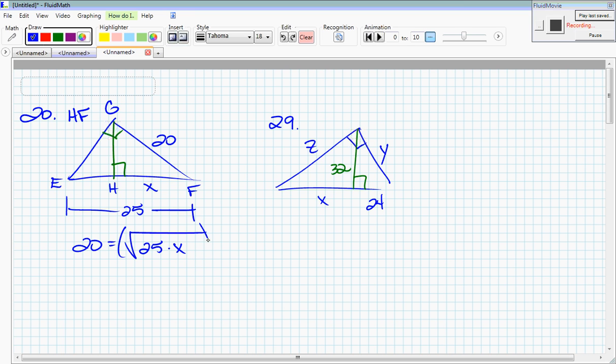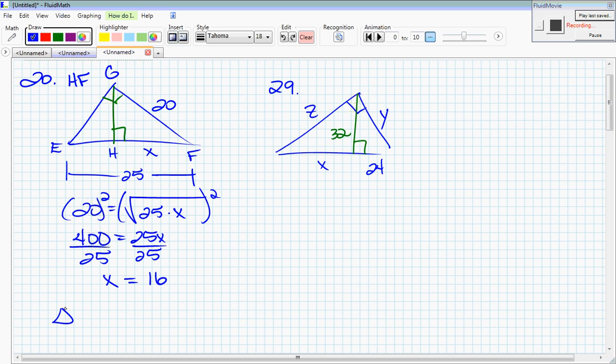To get rid of the square root, we square both sides. 400 equals, this squared cancels out the square root, so we have 25x. We divide this by 25, and x is equal to 16. Okay. Now it does say it wants us to write the similarity statement. Again, the similarity statement, I always start with the biggest triangle, so we'll call it triangle EFG.